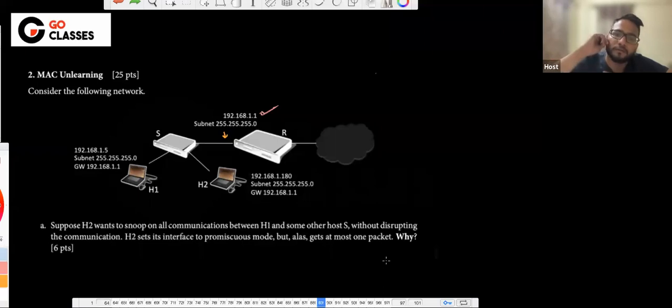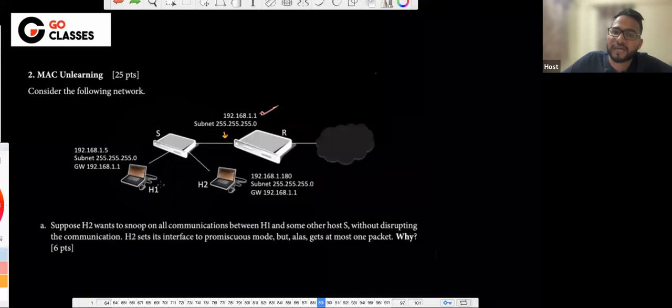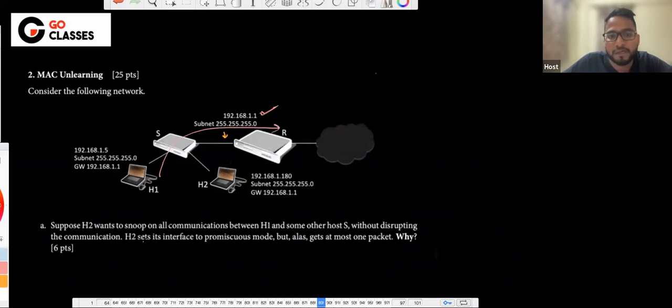Why? I think this question is asking that if H2 wants to listen to all the communication that is happening between S and H1, then in that case also H2 is not able to listen. Why? Because this switch is intelligent enough. Let's suppose this H1 is forwarding some packet to anywhere in this internet, so H1 and some other host S.